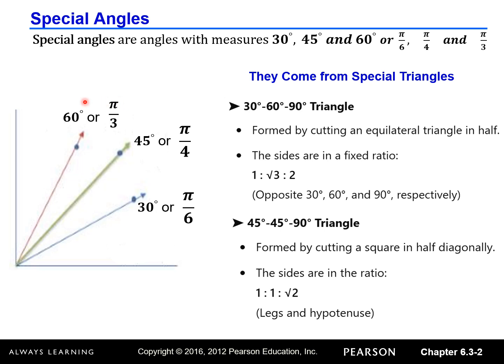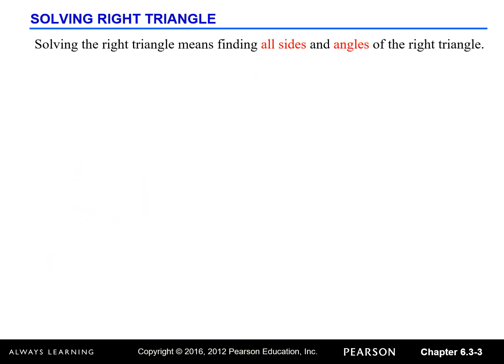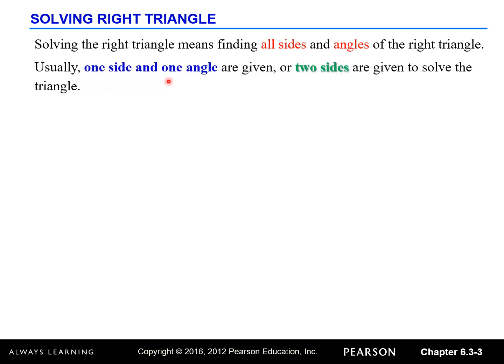But anyway, when we evaluate the value of sine 30 degrees or 45 or 60 degrees, you will use a calculator in finding this. Special angles are very useful in solving right triangles because they provide exact values for trigonometric functions. So let us solve a right triangle. Solving the right triangle means finding all the sides and angles of the right triangle. Usually, one side and one leg are given, or two sides are given to solve the triangle. So let us have an example.